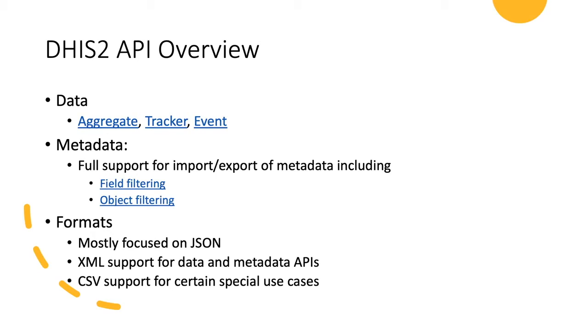If you go to the documentation, you can have a look at that. But again, from my point of view, you should focus on JSON. Obviously, CSV is very nice if you're doing something in Excel and you want to export as CSV. That's just the common use case for CSV.